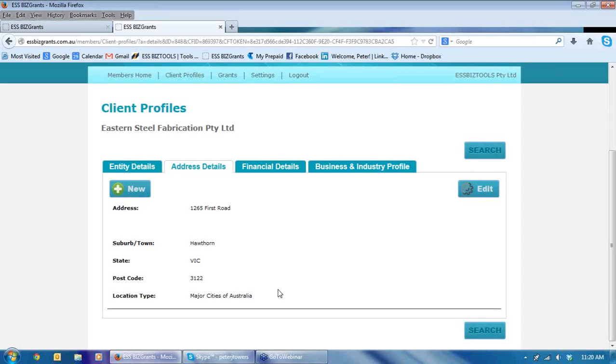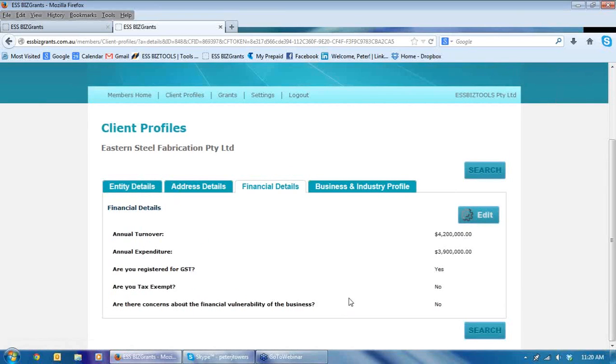In lots of cases they won't apply to most grants, but grants that have particular requirements for those zonings will obviously be routed around to suit the location classification. The financial details are a repeat of what we've already got in version 2. You won't be getting that.